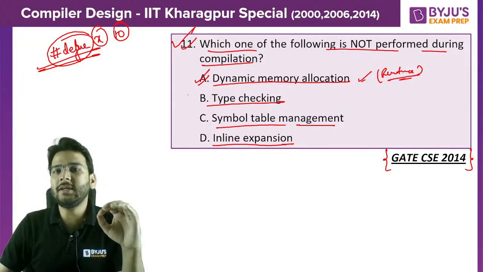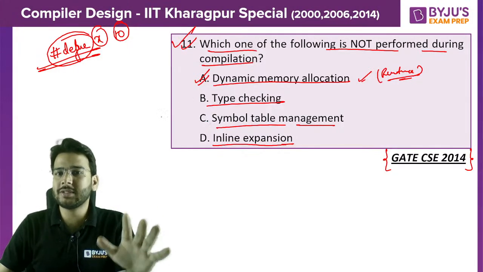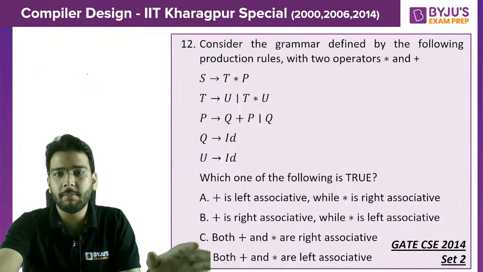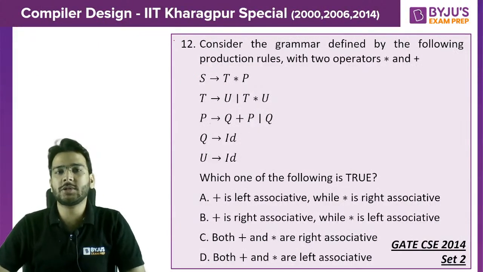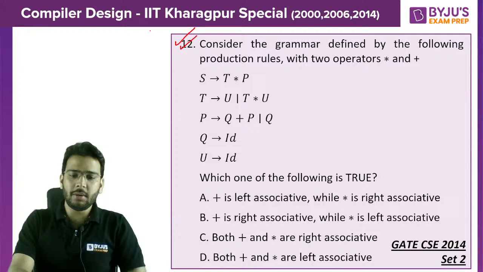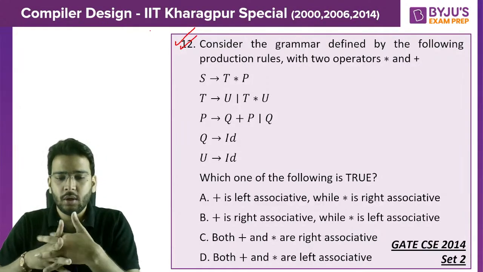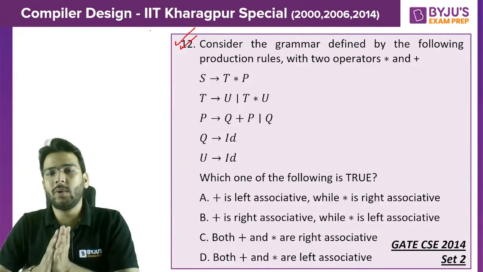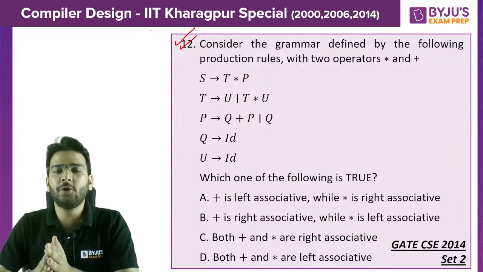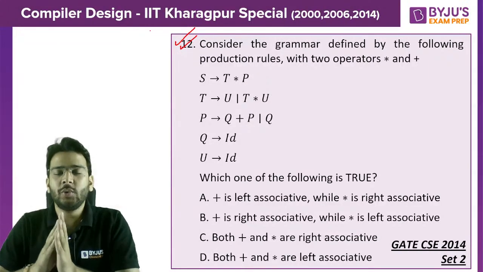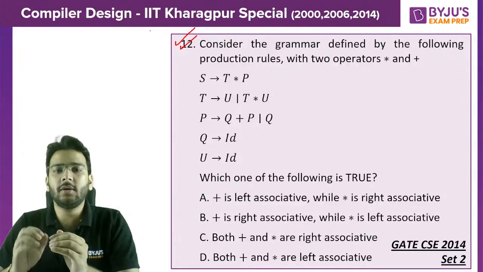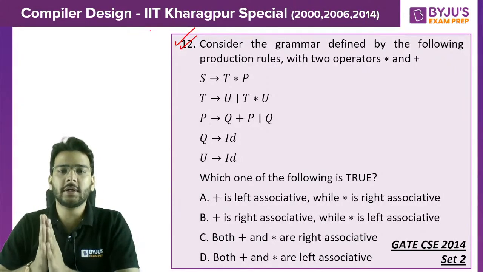So A is the correct answer for this question, because dynamic memory allocation, you cannot do it at compile time. Only at runtime it is possible. Question number 12. Very simple question, direct question. You can easily answer this question within 30 seconds.